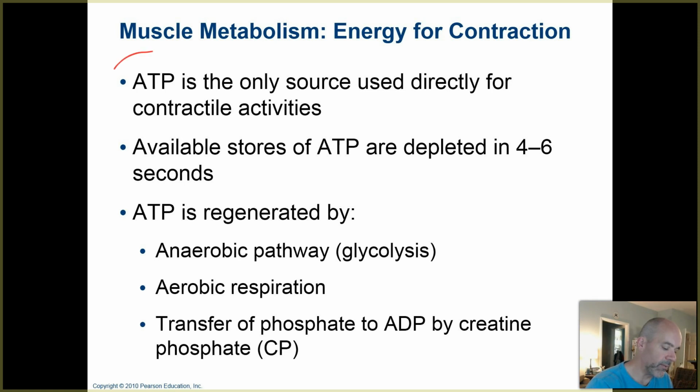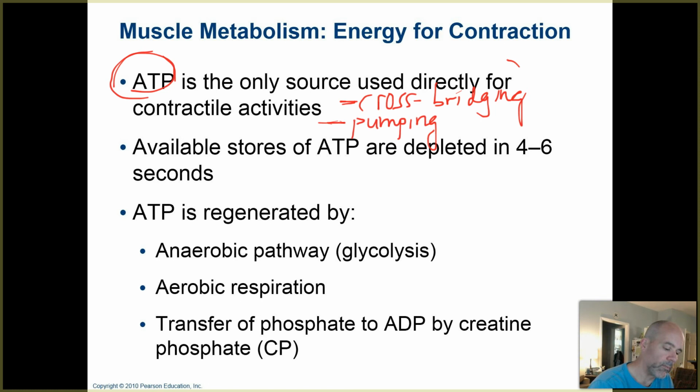They need ATP. ATP is the only source of energy that's used for contractile activities. So you need it for the cross bridging. You need it for pumping calcium back into the SR for storage. You need it to run those sodium potassium pumps that are so important for helping you maintain your resting membrane potentials. So ATP is extremely critical, and muscles are going to bust through a lot of that.